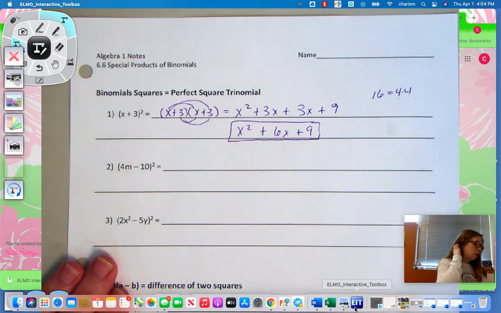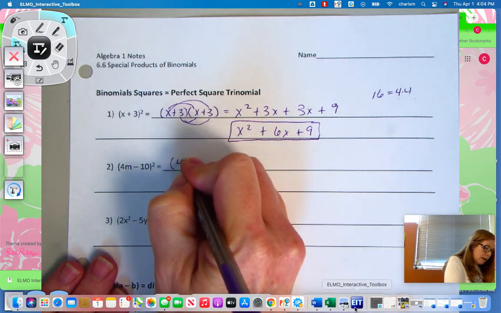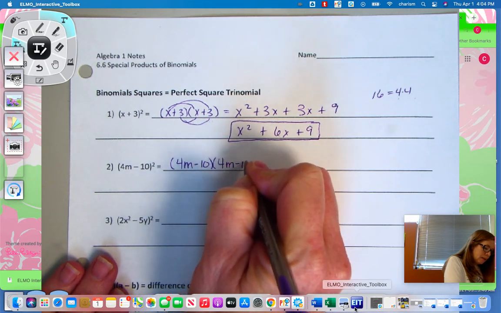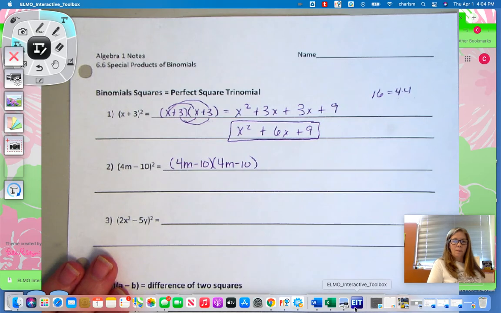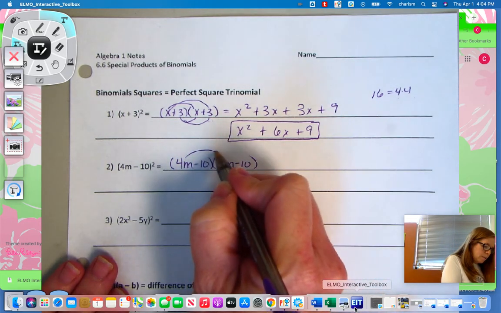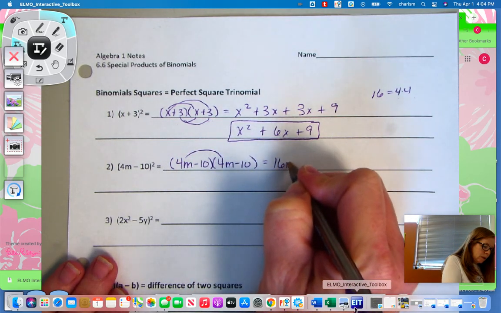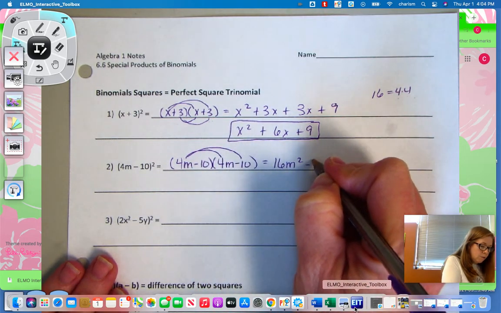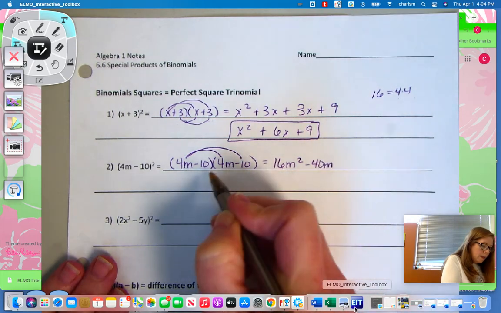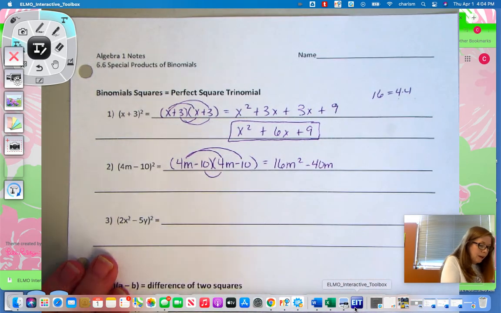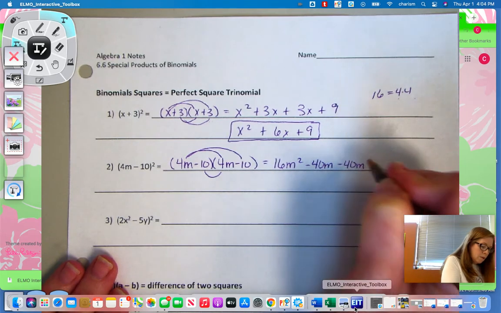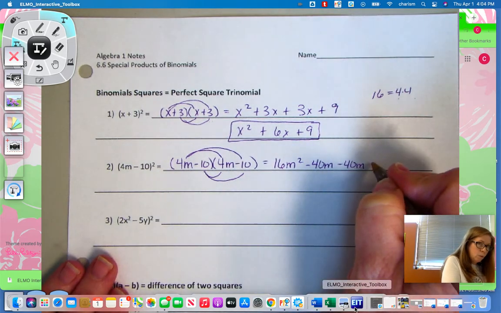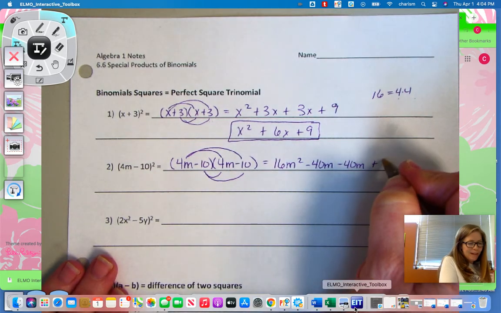All right, so for number 2, you should have started out by writing this out, 4m minus 10 times 4m minus 10. Don't do this in your head. Well, you're not allowed to for me anyway. So we've got 4m times 4m equals 16m squared. 4m times negative 10 is negative 40m. And then we've got the negative 10 times 4m again is negative 40m. Notice those are the same. And negative 10 times negative 10 is positive 100.